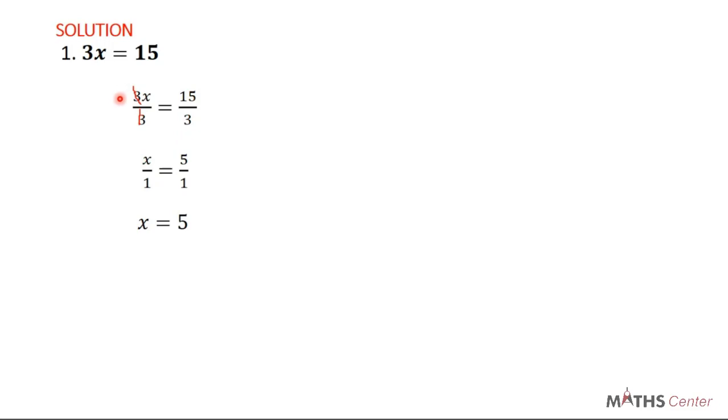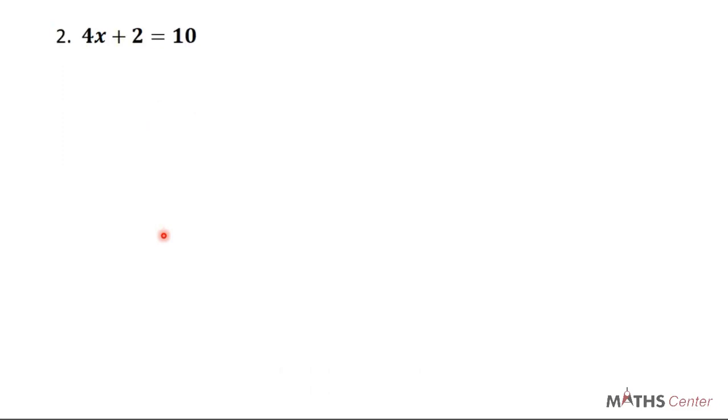And what you do to the left hand side, you do the same thing to the right hand side. So you divide 15 also by the number attached to x, which is 3. And we did the simplification, and we're having x is equal to 5. Let's take the next type of question.